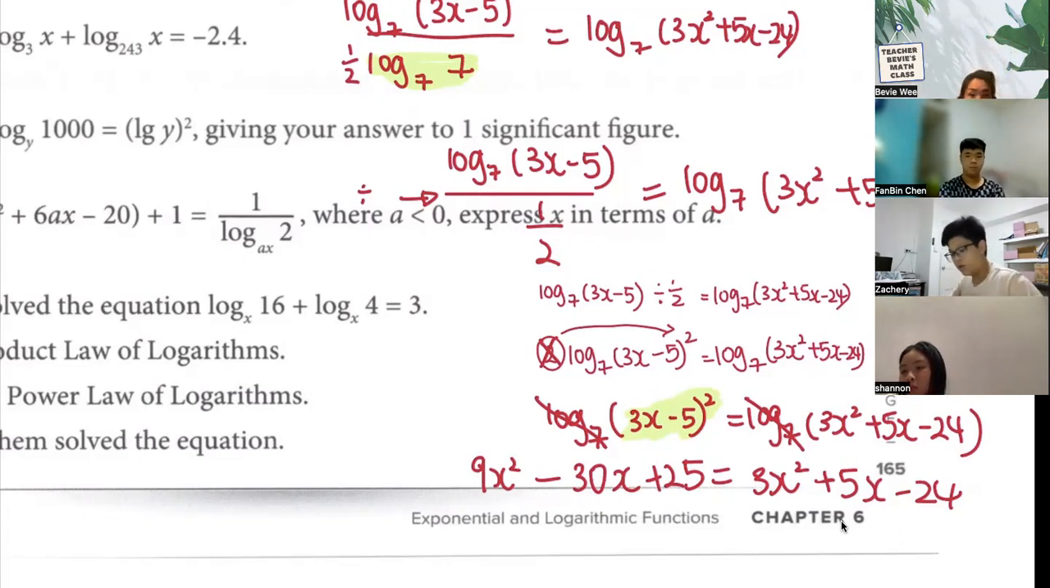How do you get a polynomial number? Yeah, this is a quadratic. I think your final answer is a fraction.